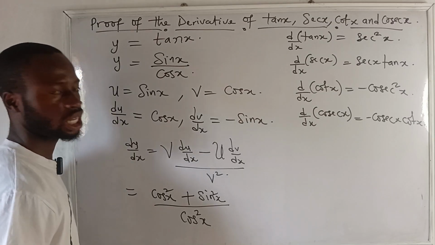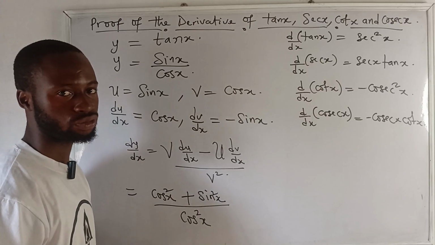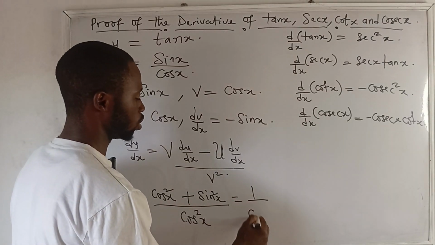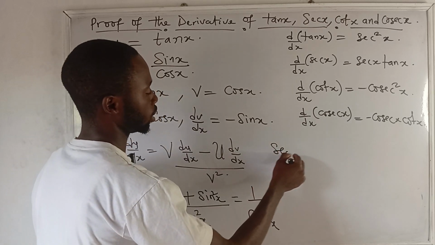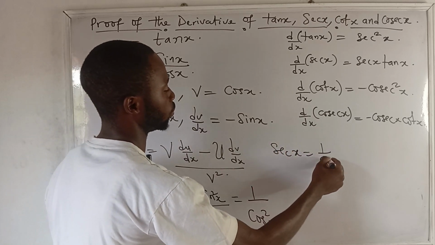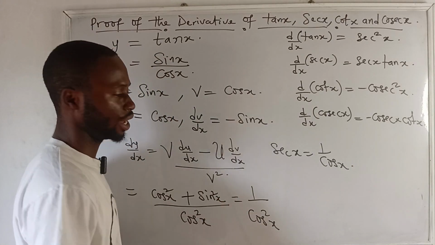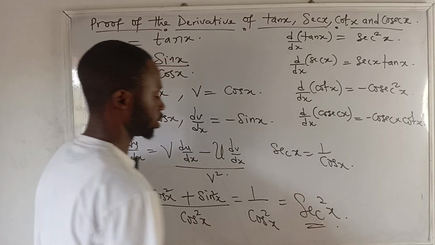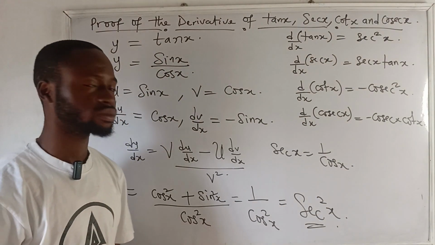So remember that cos square x plus sine square x is 1 from trigonometry. So if that is 1, we'll have 1 over cos square x. Now remember that sec x is the same as 1 over cos x under trigonometry. So 1 over cos square x is now sec square x. So the derivative of tan x is sec square x.